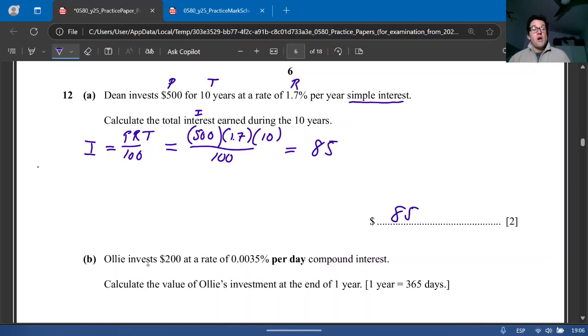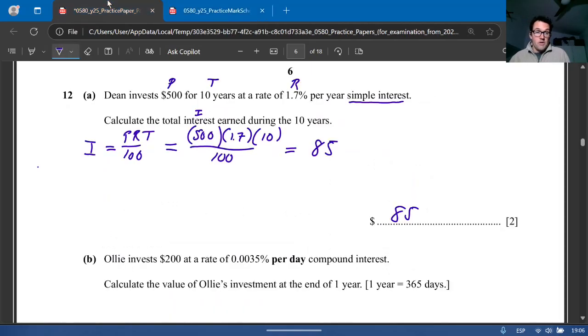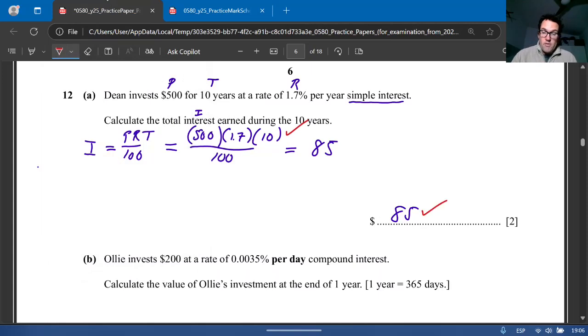Yes, because they're not asking you how much money Dean has in the bank. They're asking how much extra. That's the interest. And the simple interest formula gives you only that. It gives you the interest. Of course, you have $585 in the bank, but they ask for only the interest earned. So we're right, 85, and that's the formula, straightforward, or equivalent. You get a mark for using the formula, and a mark for the correct answer.